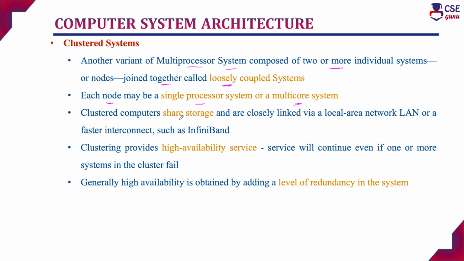And the clustered computers will share the storage space and are closely linked through a local area network like LAN or an interconnected network also. And a clustered system provides high availability services. That is, if you are combining two independent systems, each system can execute a different task. And if there is any failure, it will be overcome by the other systems, the other interconnected nodes. So clustered systems provide high availability service. And the main disadvantage of high availability services is that it will increase the level of redundancy.